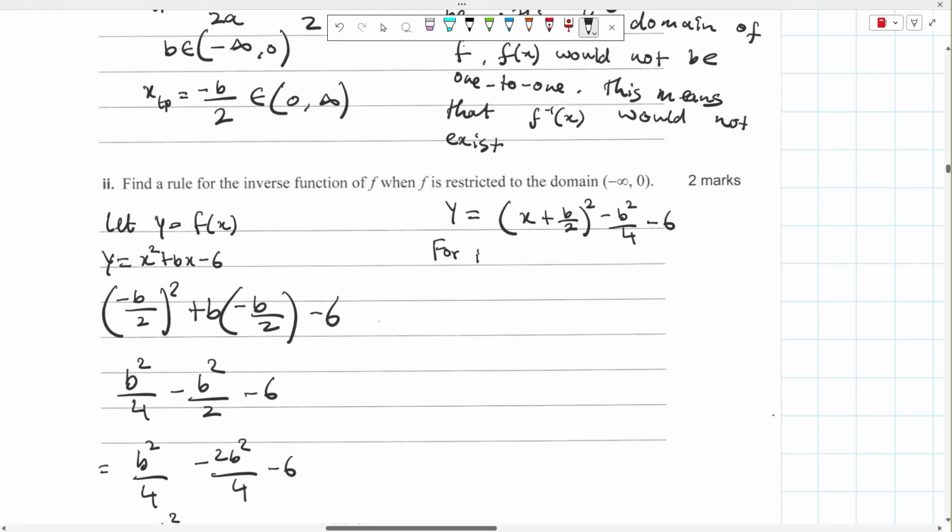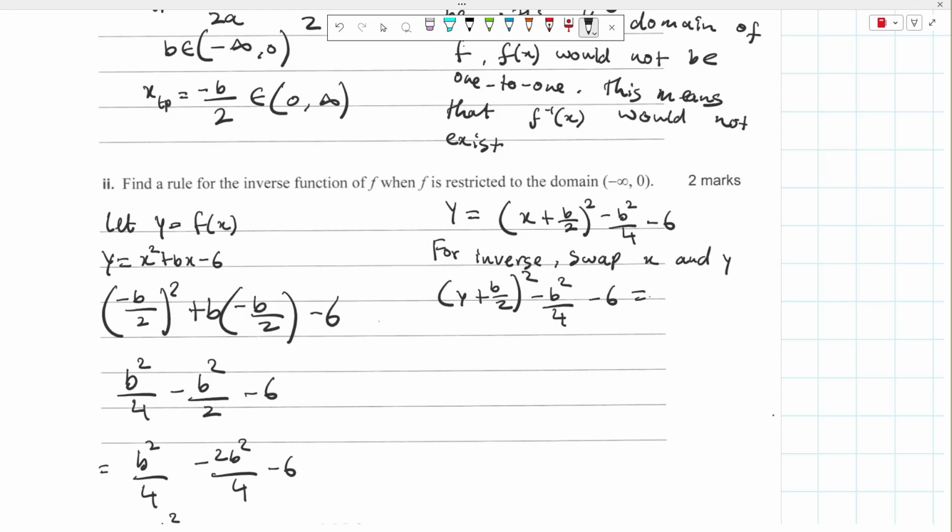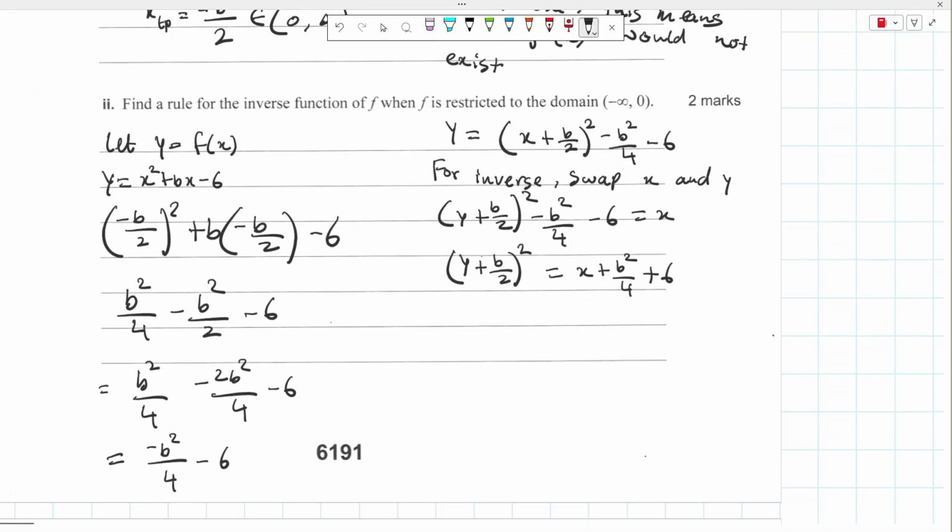And now for the inverse, we swap x and y. So we get (y plus b over 2) squared minus b squared over 4 minus 6 is equal to x. And now we're going to solve for y. So we get (y plus b over 2) squared is equal to x plus b squared over 4 plus 6. Now we take the square root on both sides, remembering to take the plus or minus as we take the square root.